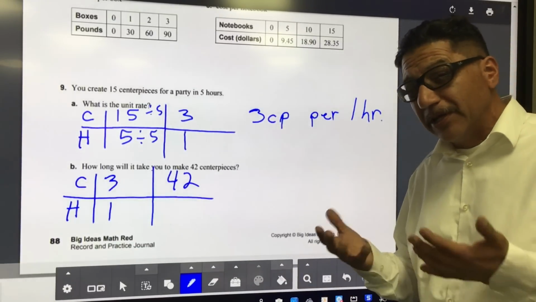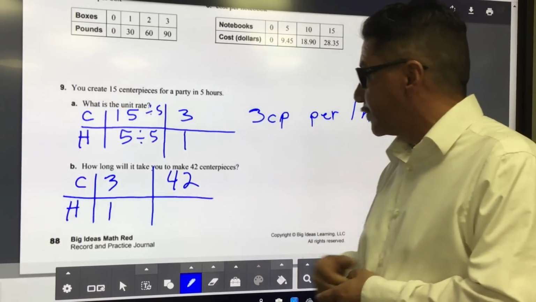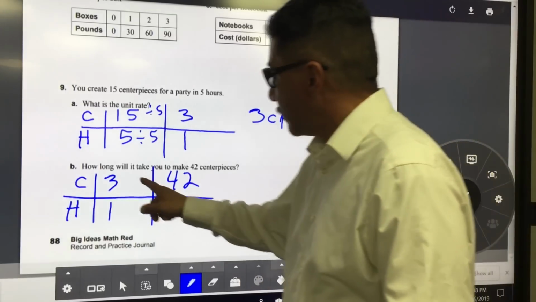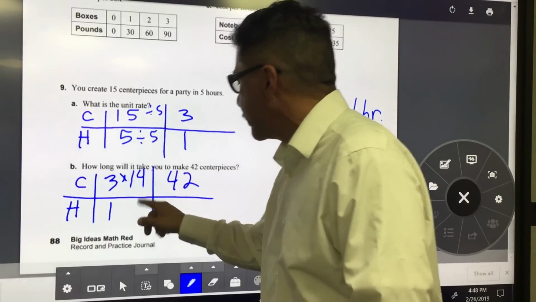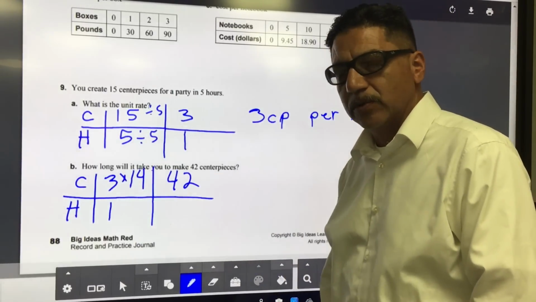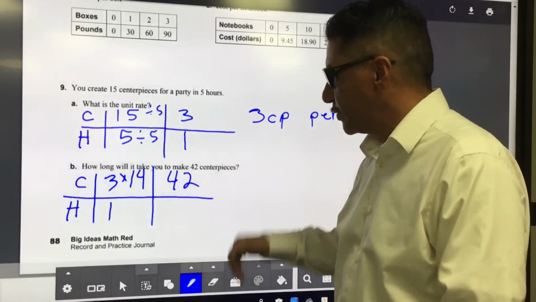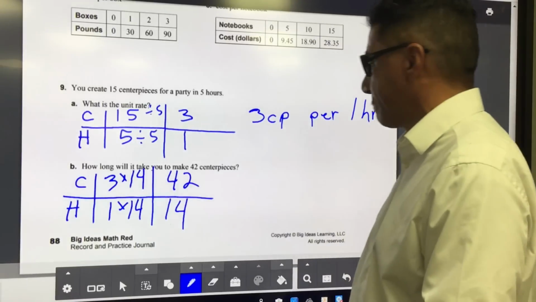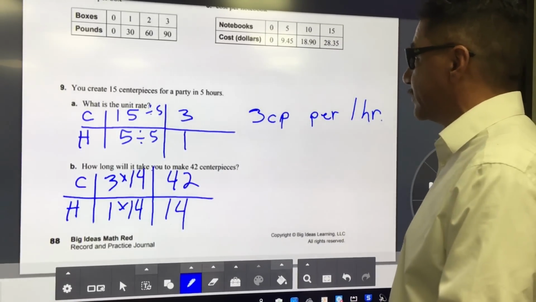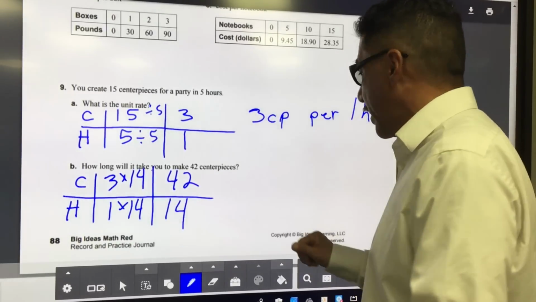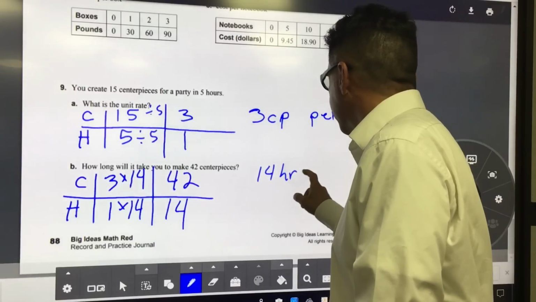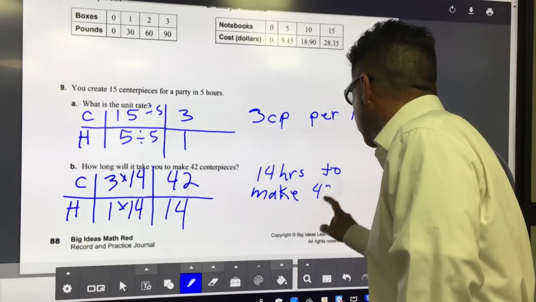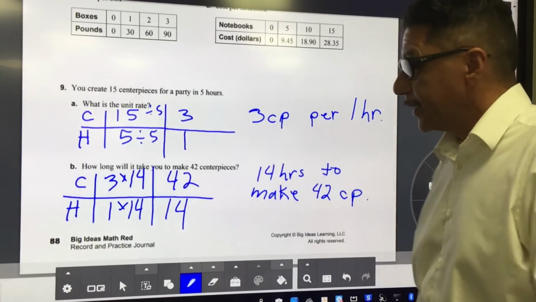So in this case, we need to use a little bit of either division or multiplication to get from 3 to 42. So what did we do this time to 3 to turn it into 42? Well, we multiplied by 14. 3 times 14 gives us 42, and whatever we do to the top, we have to do to the bottom. Therefore, we have to multiply this by 14. So what does that give us? To make 42 centerpieces, it will take you 14 hours. And there's your answer for part B.